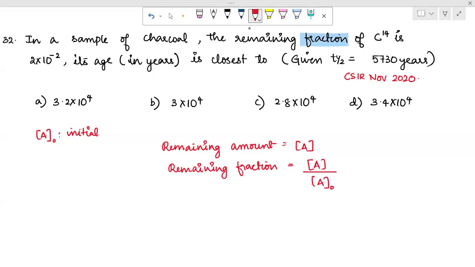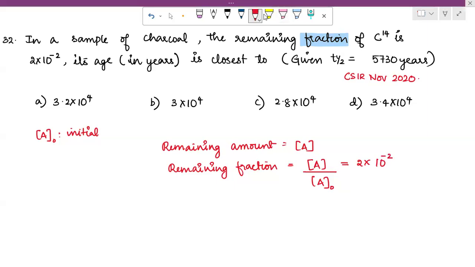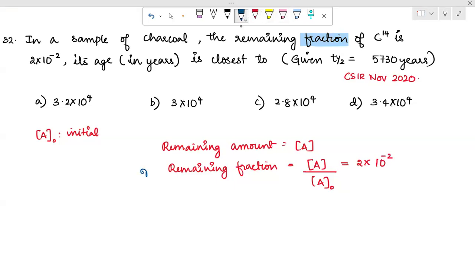Okay. If there are 10 balls in a box, I have taken 2. I have taken 2 out of 10 fraction of the balls, 2 by 10. So it is a fraction. This is important. So this fraction is what is given to you as 2 into 10 to the power minus 2. Very important. You have to read the question well. It's not remaining amount, it is remaining fraction.